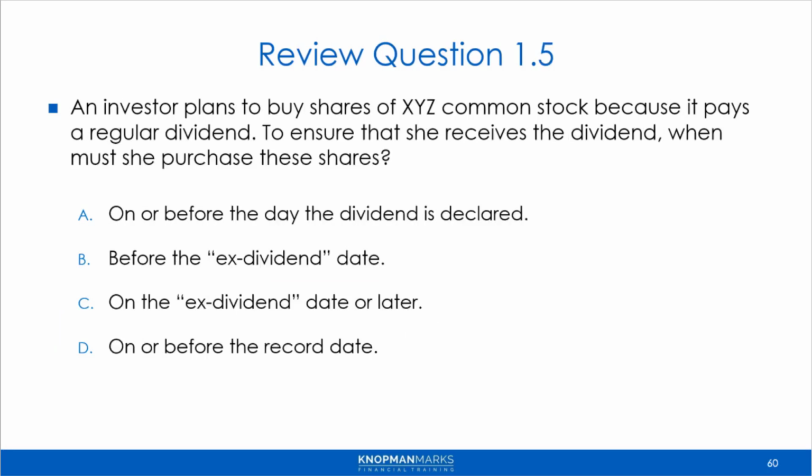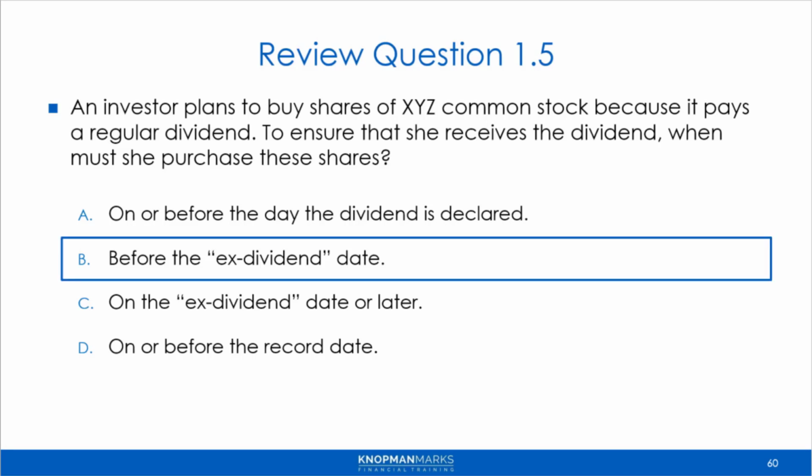Question 1.5. An investor plans to buy shares of XYZ common stock because it pays a regular dividend. To ensure that she receives the dividend, when must she purchase these shares? On or before the day the dividend's declared? Before the X date? On the X date or later? On or before the record date? Going back to that dividend process, dividend procedure, very important stuff. When do we have to buy the stock?